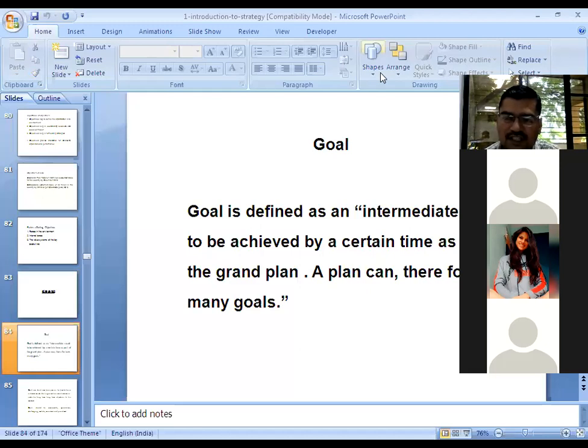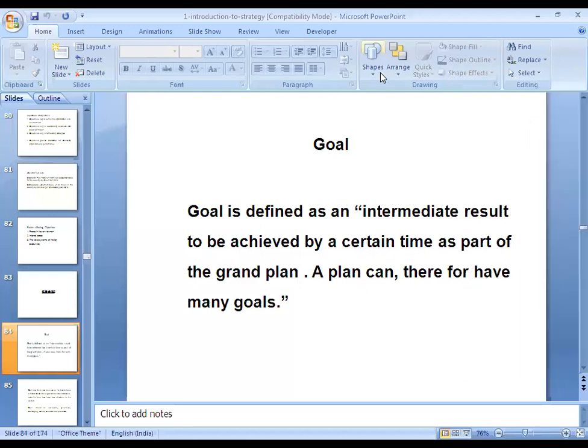This is quite confusing, the difference between objectives and goals. We usually consider objectives to be goals and goals to be objectives.